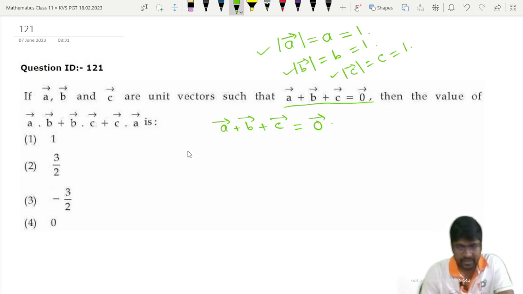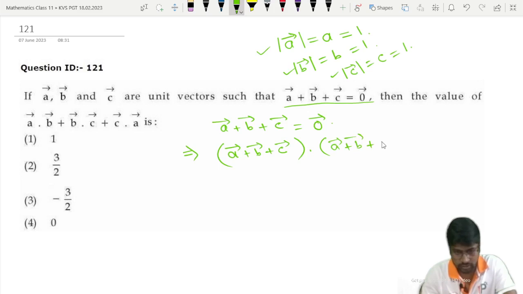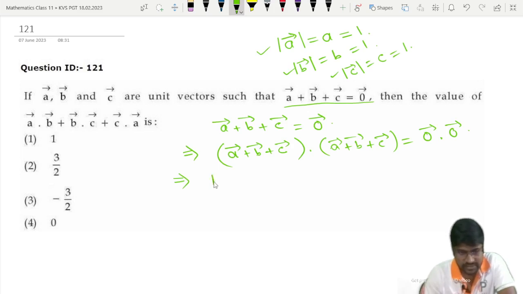So now what we will do, we will just take the dot product of a plus b plus c dot a plus b plus c. That will be equal to 0 vector dot 0 vector. So now simplify it, just multiply. If you multiply a dot a, that will become mod a square. Mod a square means again 1.